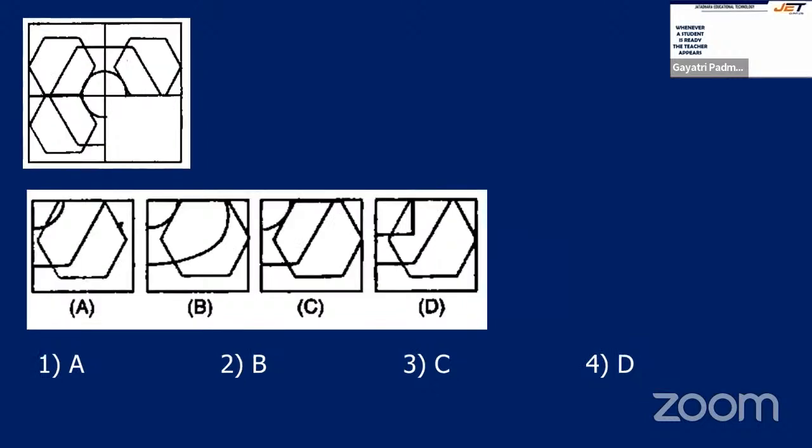So it should be option D. All right, now let's move on to the next question. What could be the other figure? Is it option A, option B, option C, or option D?